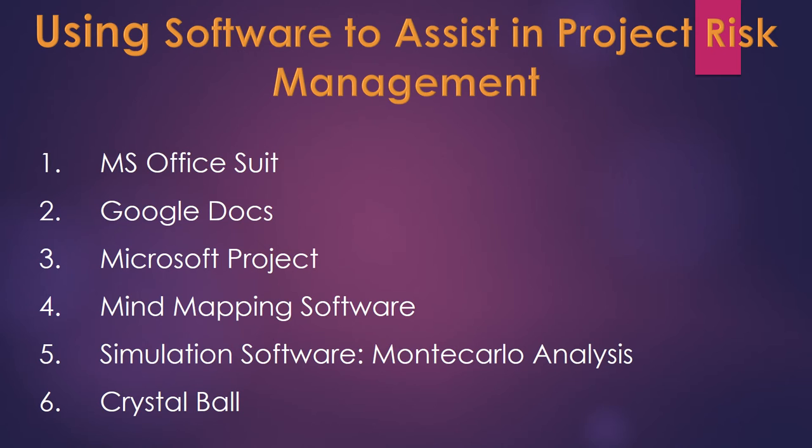Using software to assist in project risk management. Some of the most popular software to use in project management and risk management is the Microsoft Office Suite: Microsoft Word, Excel, PowerPoint, Outlook. Some smaller companies may use Google Docs. Microsoft Project is also very popular. Mind mapping software, simulation software like the Monte Carlo analysis. This is a very high-end and expensive piece of software. Crystal Ball, and there is also other high-end software that companies use to help assist in managing not just risk management but basically the entire project as a whole.